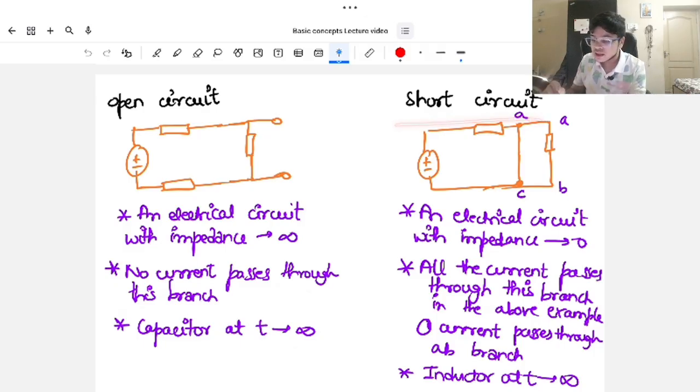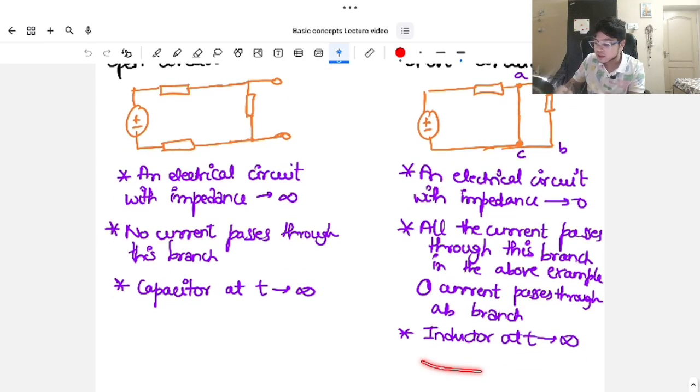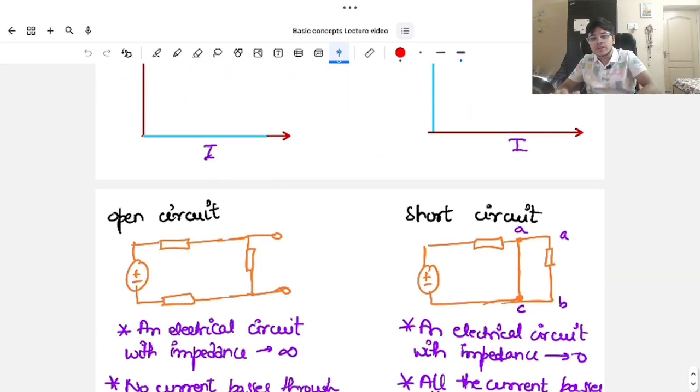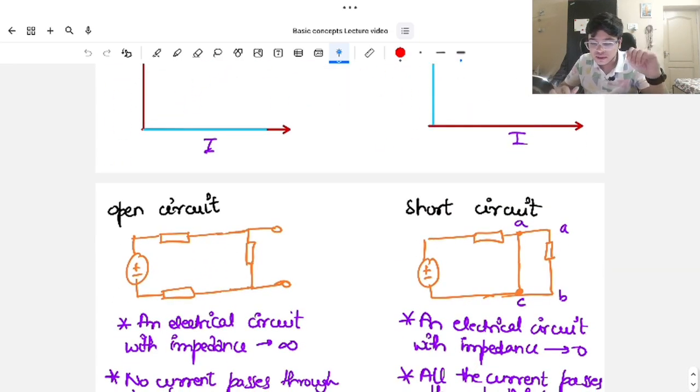Now short circuit, as you can see, is an electrical circuit with impedance tending to 0. In this particular branch, all the current will flow through it because the resistance is tending to 0, and no current will flow through the other branch. You may already know that an inductor at t tends to infinity is a short circuit. Anyways, you will learn that in the next couple of chapters.